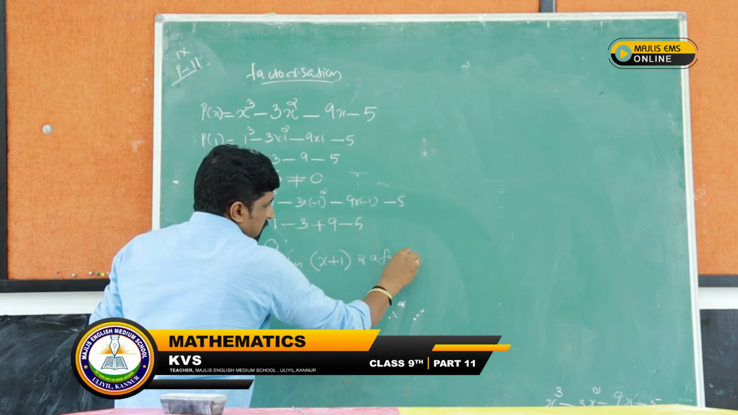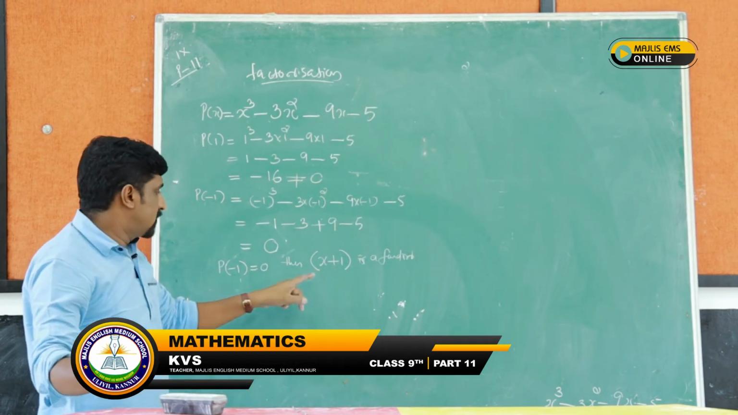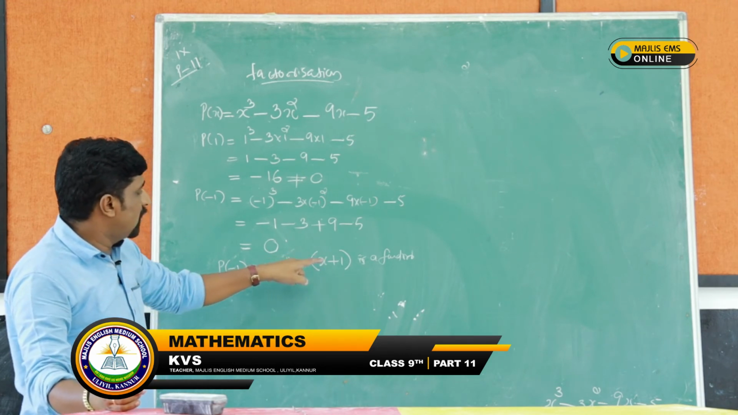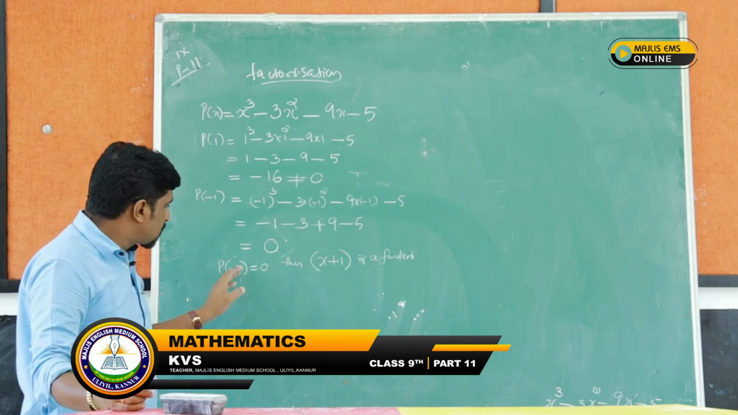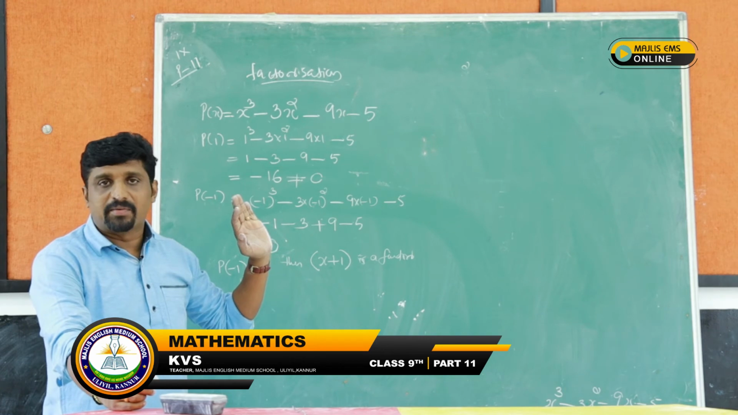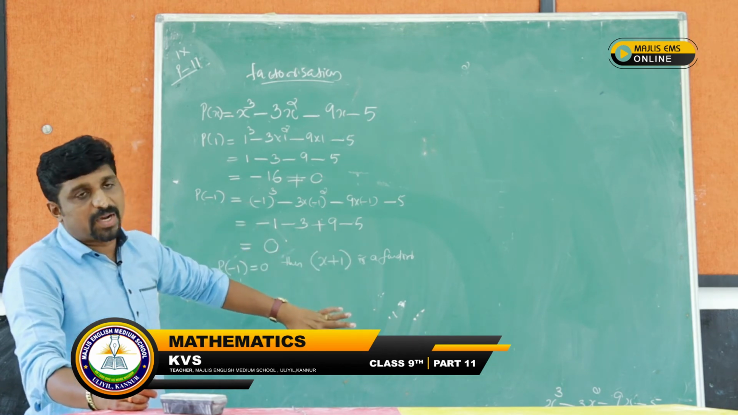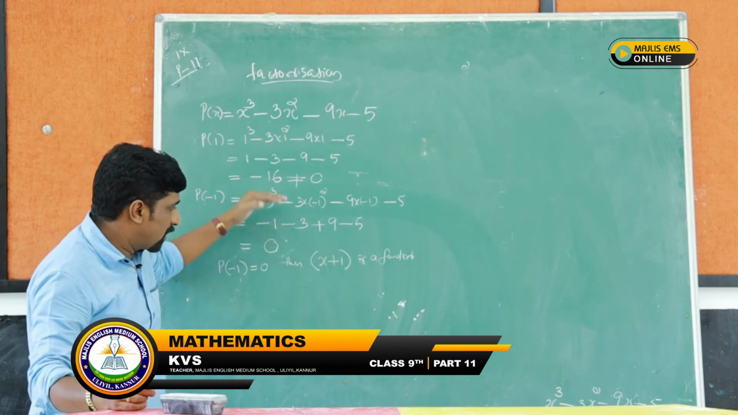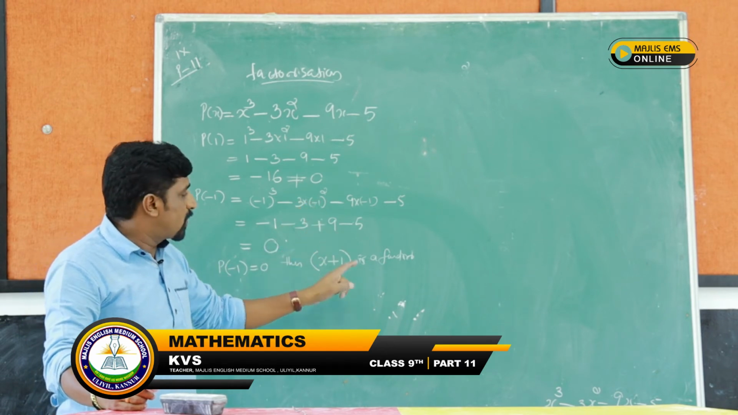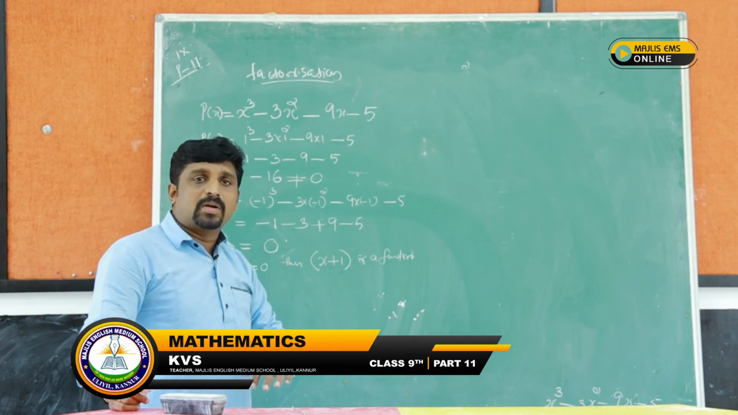You got x plus 1 is a factor, because P of minus 1 is 0, so we write x plus 1. Suppose P of 2 is 0, that means x minus 2 is a factor. Like that we need to write. Therefore, we got one of the factors by the value of polynomial. This you already know. If you got one of the factors, now divide.